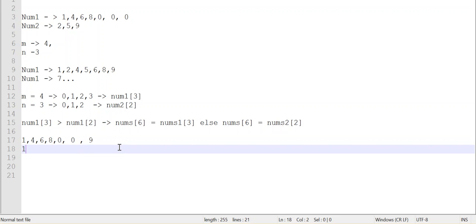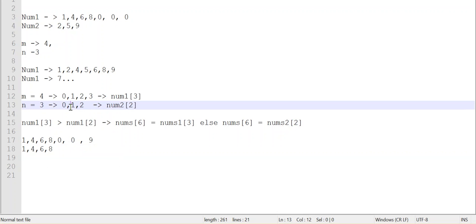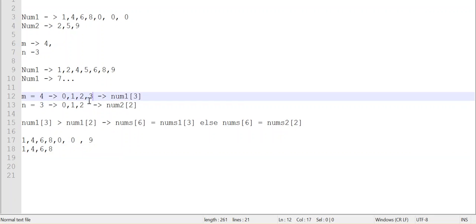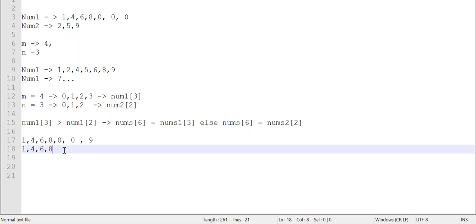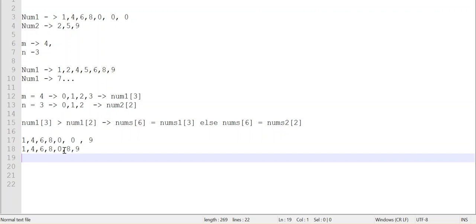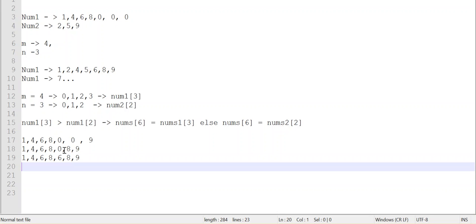Similarly, in the next iteration, I'll reduce a pointer over here and compare this with this one. So I'll compare 5 against 8. Then I'll see that 8 is greater, so I'll update with 8 next to 9. Then similarly, I'll compare 8 with 6. This becomes 6, 8, 9. Then I'll compare 5 against 4.